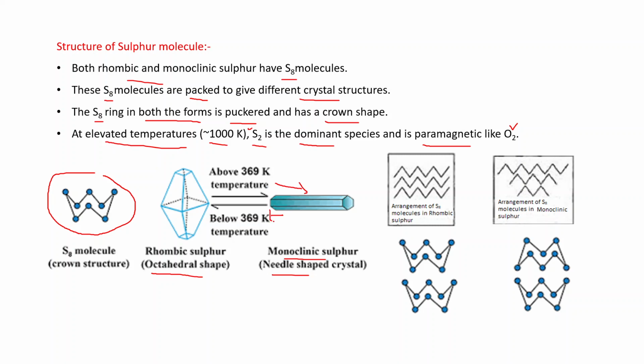Now this is the crown structure, that is S8 molecules, arranged like this. This is the arrangement of S8 molecules in rhombic sulfur. These crowns fit into each other. And in the case of monoclinic sulfur, these crowns are arranged like this. This is the difference between the structures, the arrangement of these S8 molecules. Okay, students? Thank you.